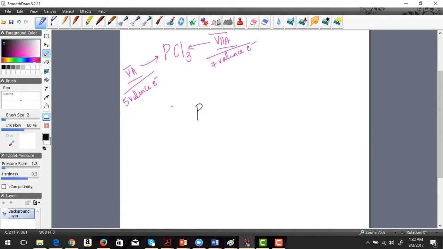So we're just going to put them anywhere around the phosphorus. Phosphorus has 5 valence electrons, so I'm just going to put the 5 somewhere in the ballpark of the phosphorus, and chlorine has 7, so we are now going to split the 7 electrons into pairs of 2.